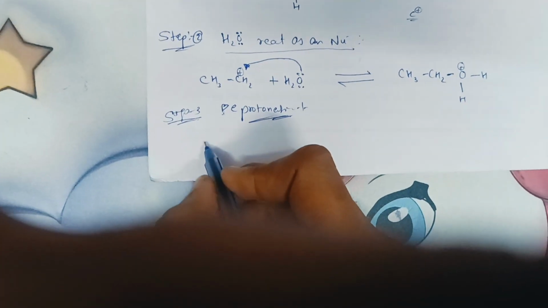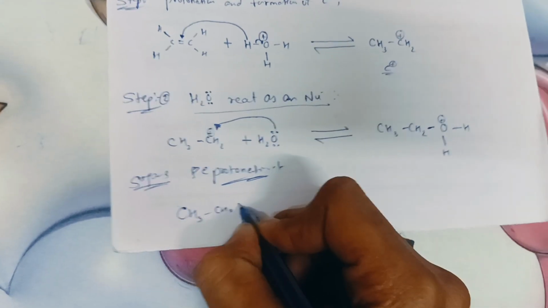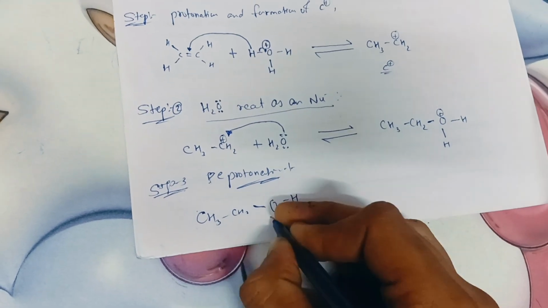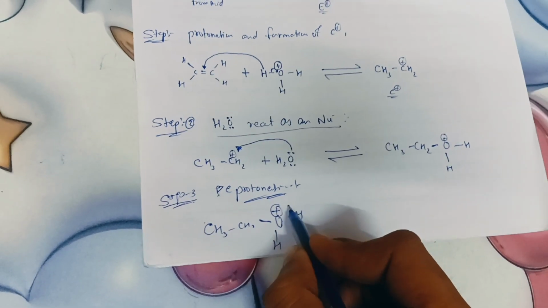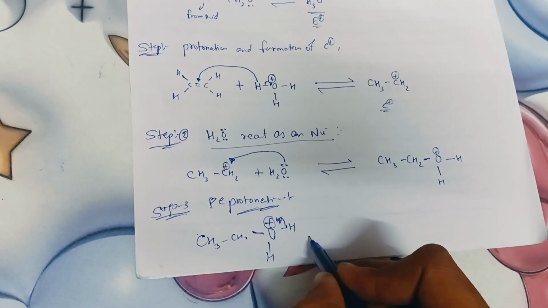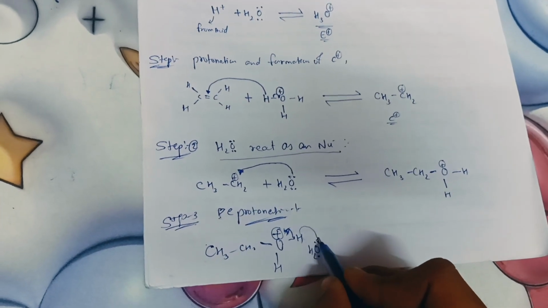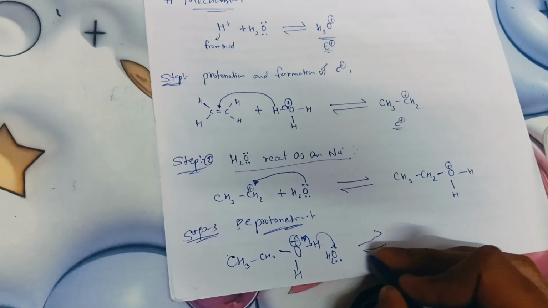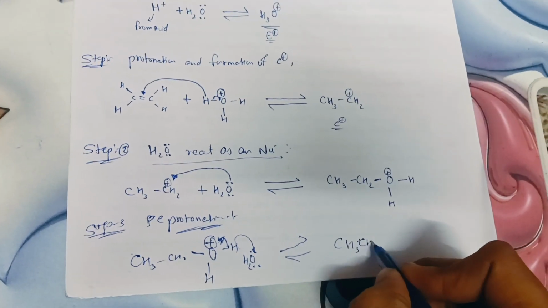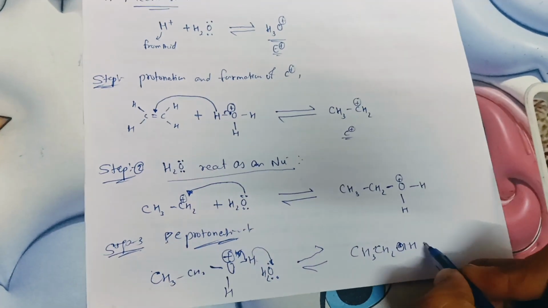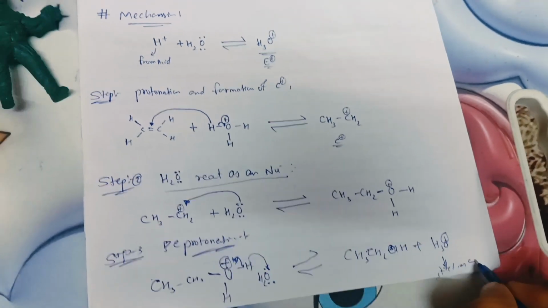in the next step, step number 3, deprotonation. Now in deprotonation, what will happen? CH3, CH2, here will be O and here will be H, with a positive charge. This hydrogen will give its lone pair of electrons to the oxygen and react with another H2O molecule, which has a lone pair, to become a hydronium ion. In this reaction, CH3, CH2, OH plus H3O plus, which acts as a catalyst.